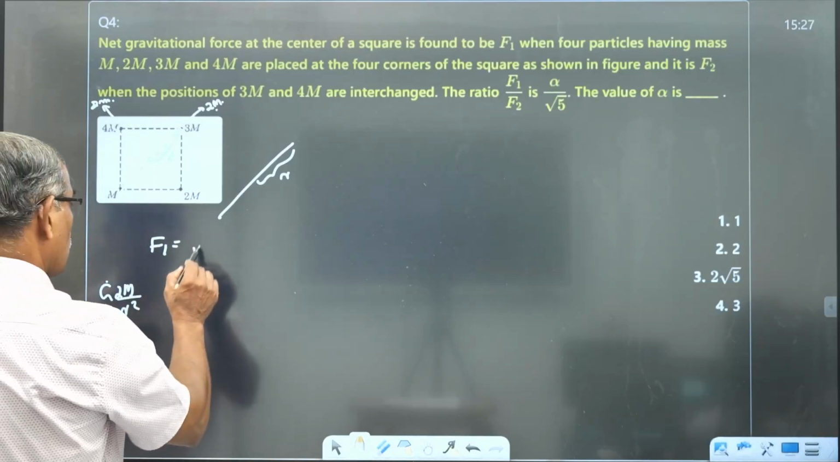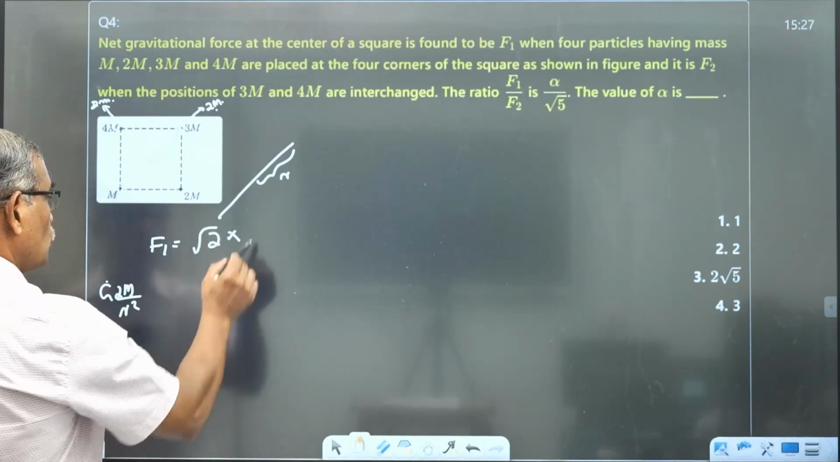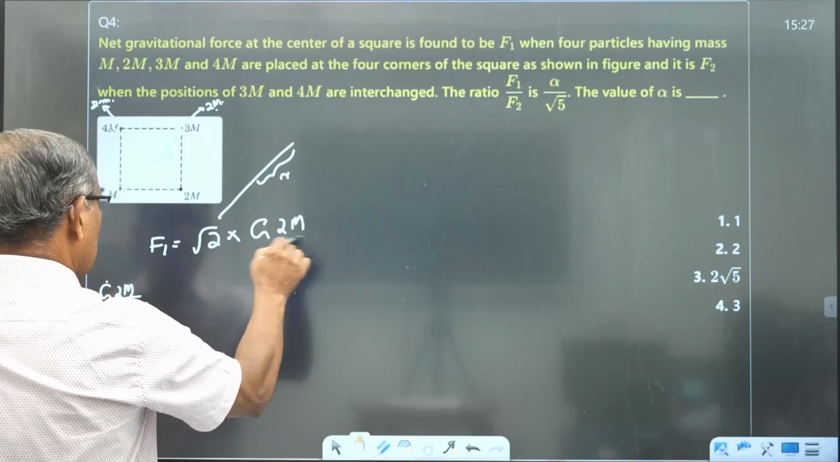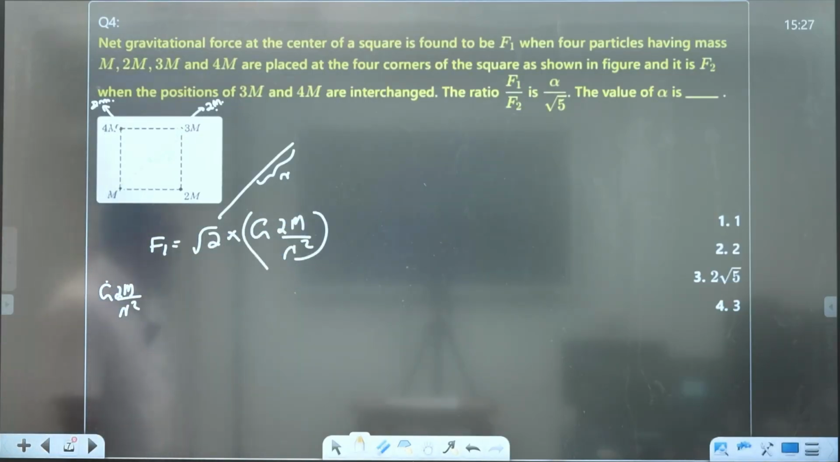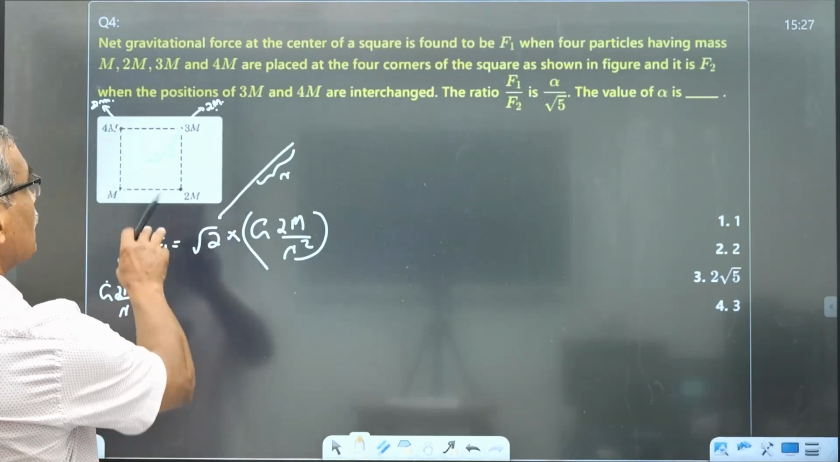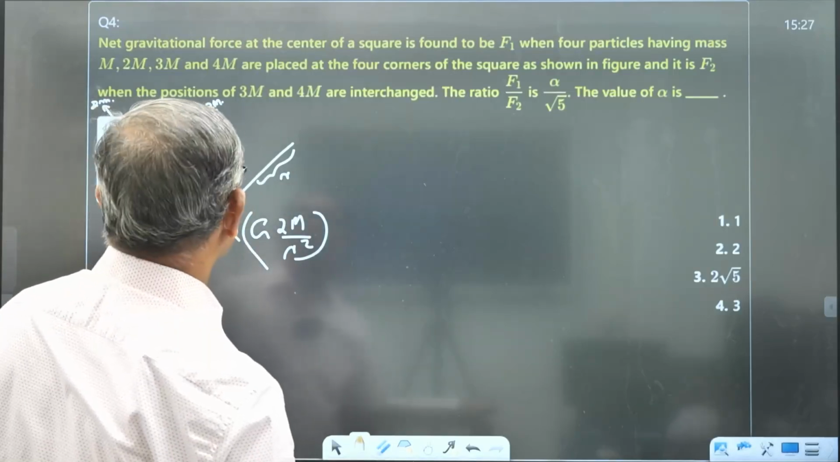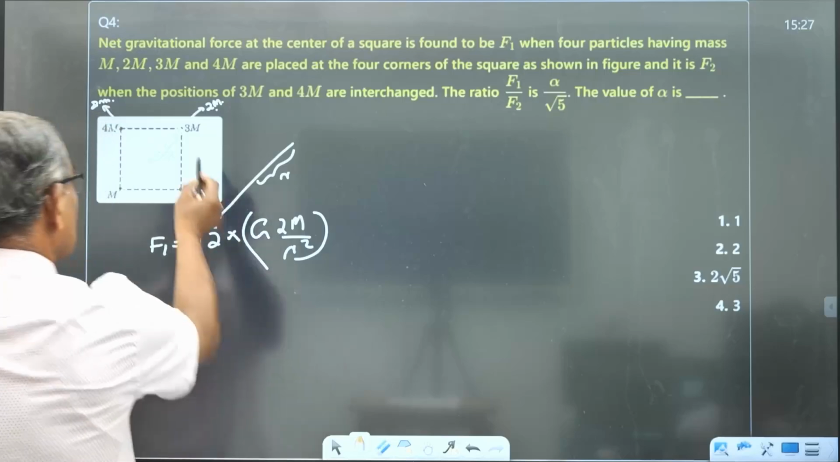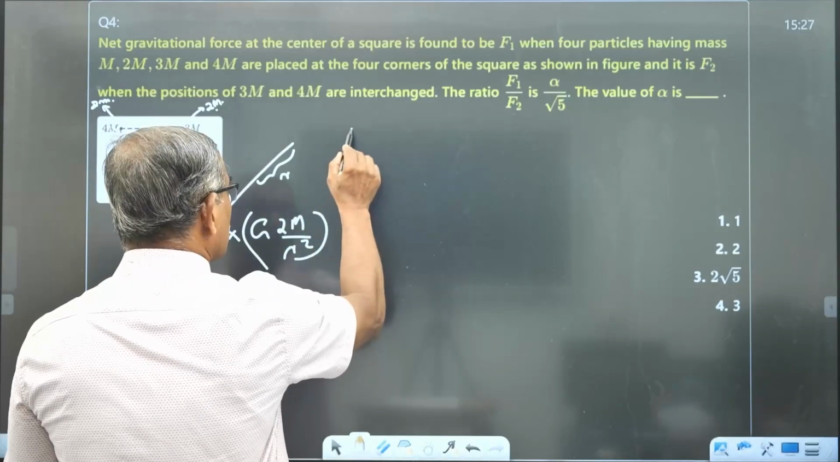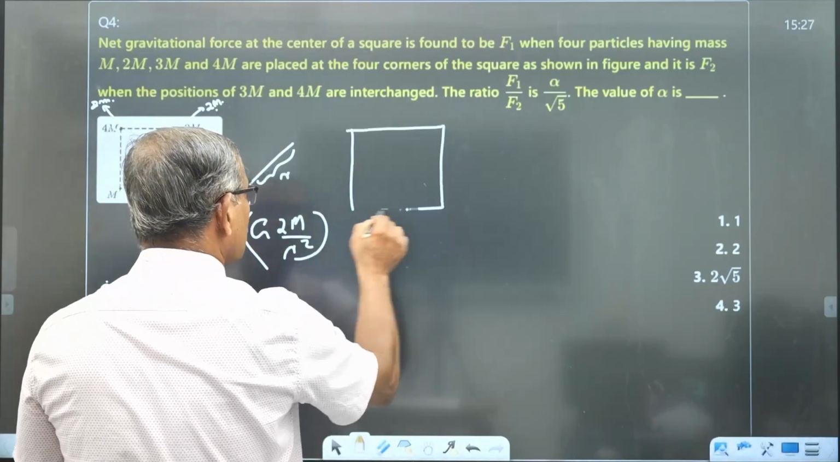Therefore root 2 into G into 2m by r square. This is our F1 in this situation. In the second stage, what they did, they simply interchanged two particles. When the positions of 3m and 4m are interchanged, these two are changed. So we are going to draw the second situation.